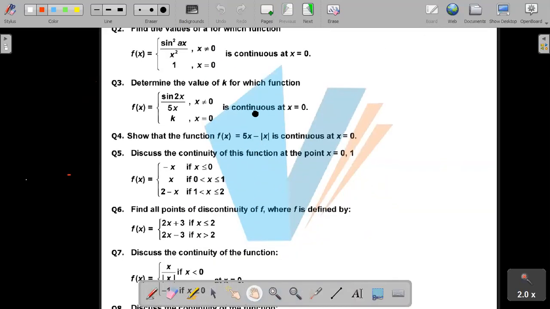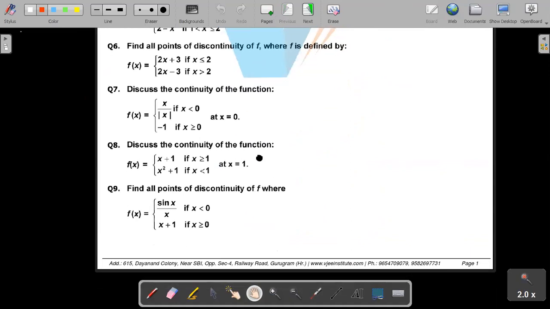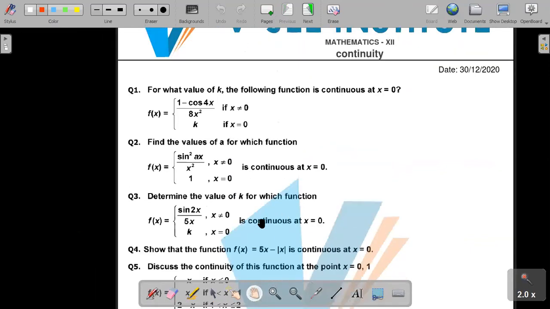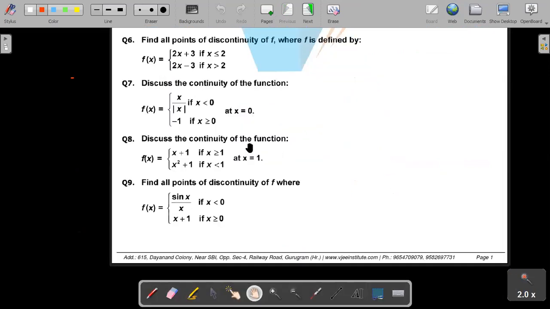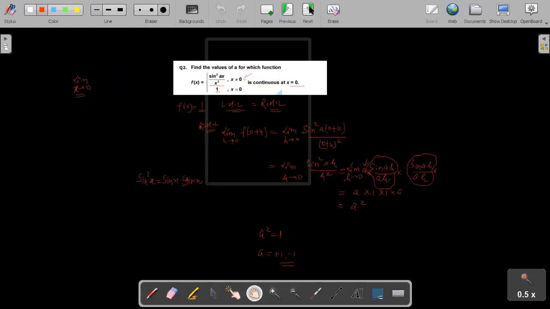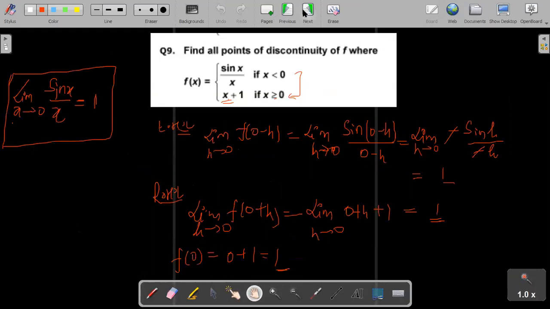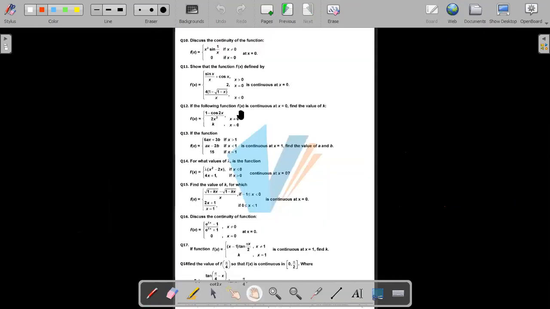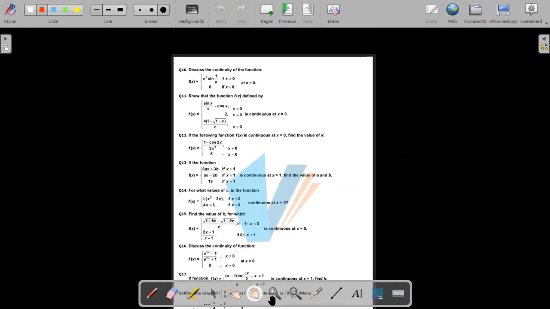Let's move forward. I'm taking another question which is based on the same concept. Okay, this is question number 1 to 9. We have covered all of these 9 questions. Let's move to another page of this worksheet. Yes. Let's start solving this particular kind.